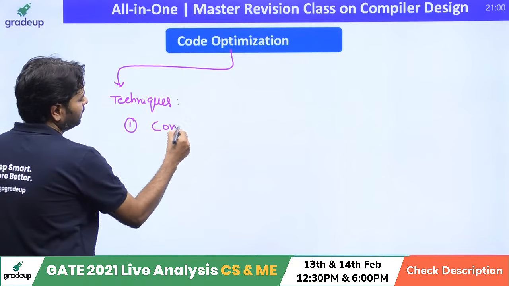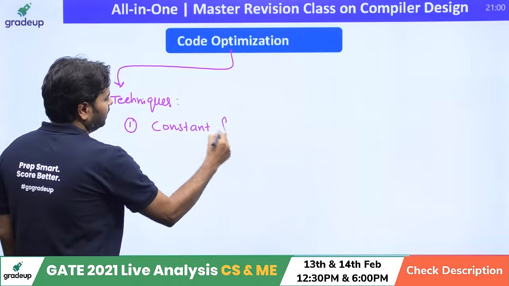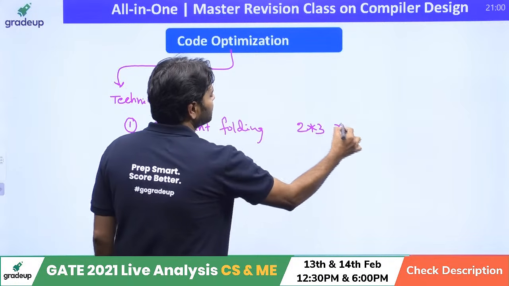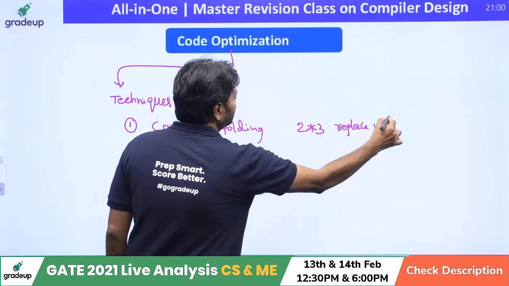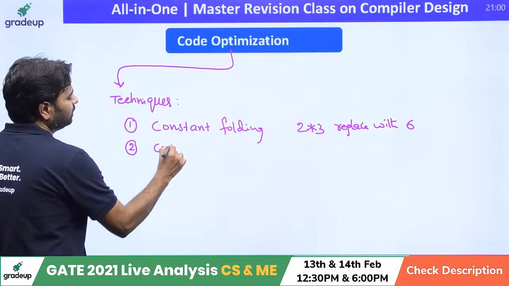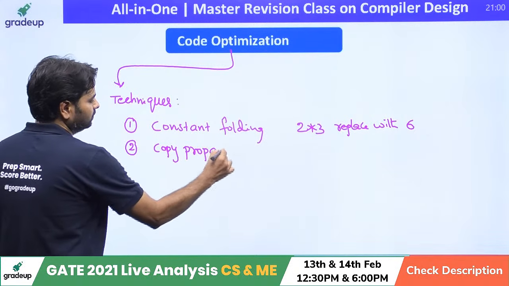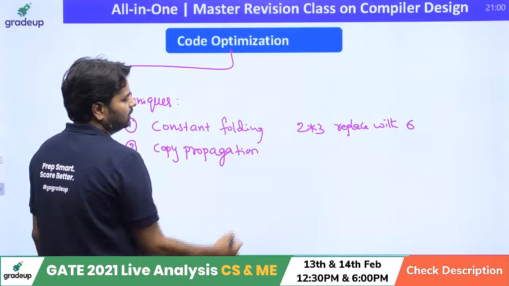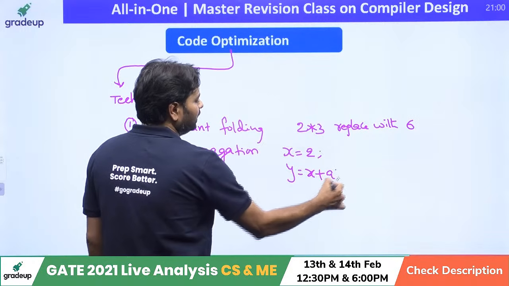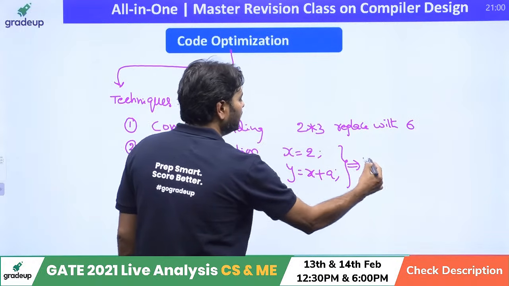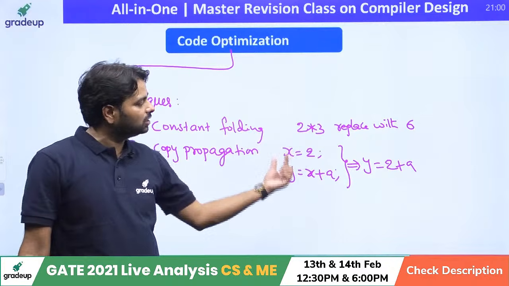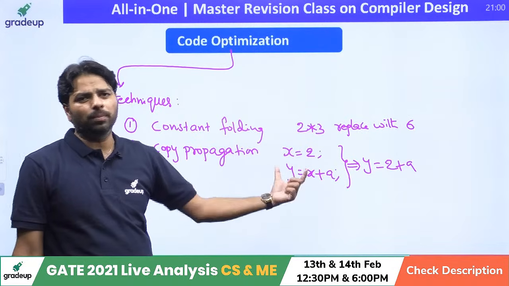Like you have constant folding. This will help you when you have something like 2 into 3. You can replace it with 6. That's called constant folding. Copy propagation. Suppose you have x is equal to 2 and y is equal to x plus a. Here you can replace this with y is equal to 2 plus a, because now you can propagate the 2 wherever you see the x. It's called copy constant propagation.